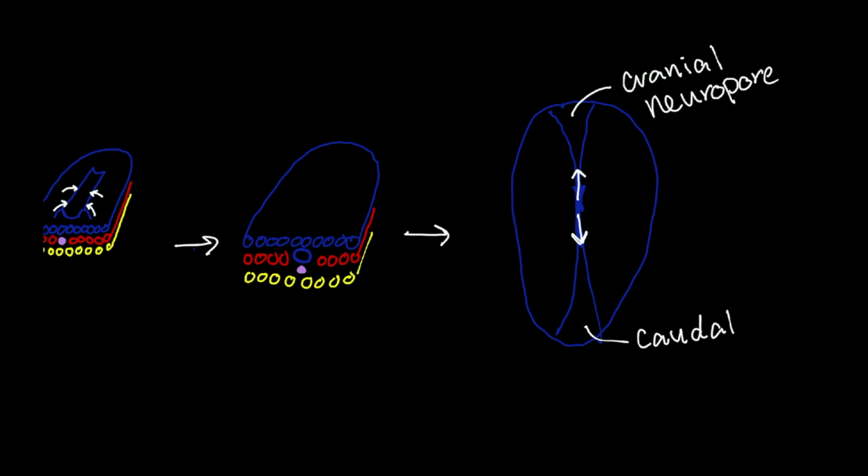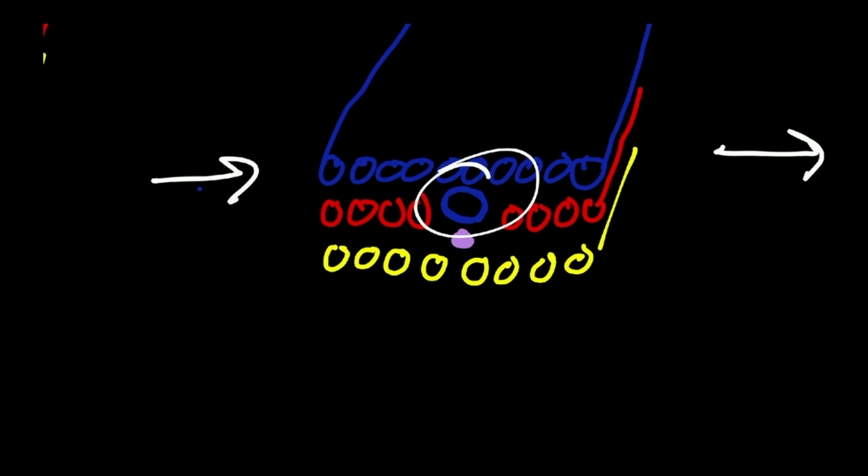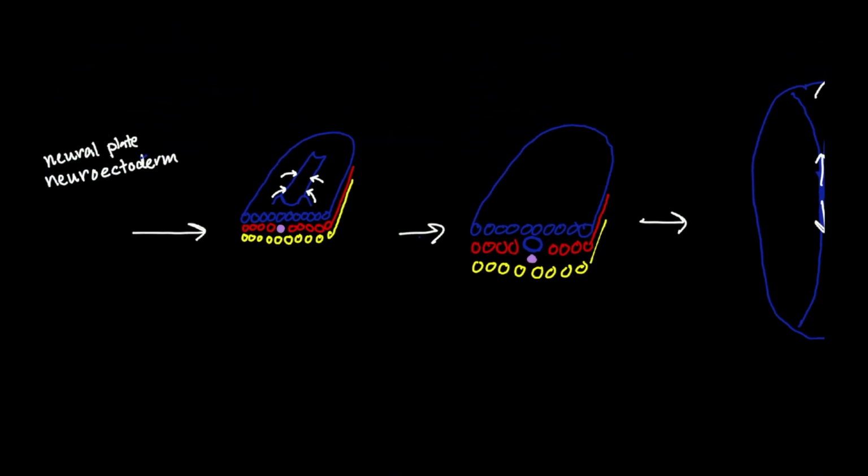The failure of these to close results in neural tube defects, such as anencephaly and spina bifida. The interesting thing is many neural tube defects can be prevented if women take multivitamins containing folic acid daily during pregnancy, because folate is needed for this neural tube and these neuropores to close completely. So we now have the formation of the neural tube, and this is going to form the brain and the spinal cord, the pineal body, as well as the posterior pituitary gland.